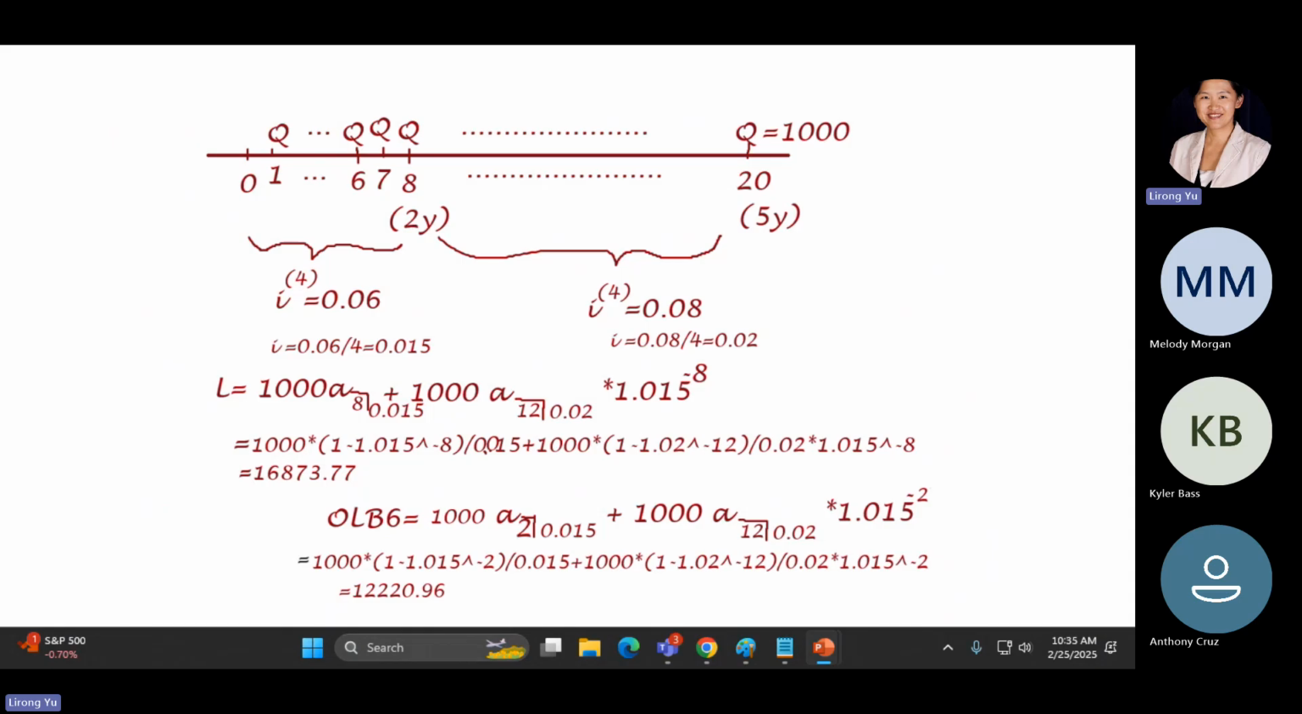Now from time 8 to time 0, you have to use a different interest rate. So then you are discounting and using 1.015 to the negative 8 power to get their total value. Any question?